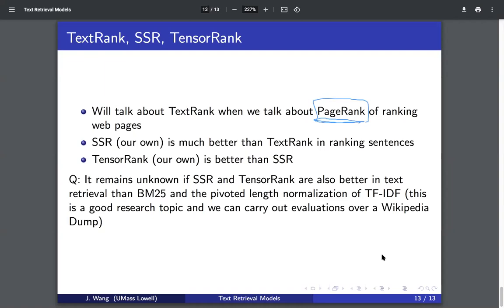And then, as I said, the SSR, actually we call it SWR, semantic word ranking. SWR is a part of SSR, and TensorRank also has a word ranking inside it, developed by our own group. They perform better than TextRank, much better than TextRank.